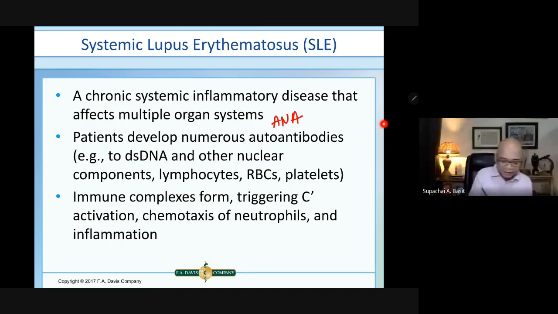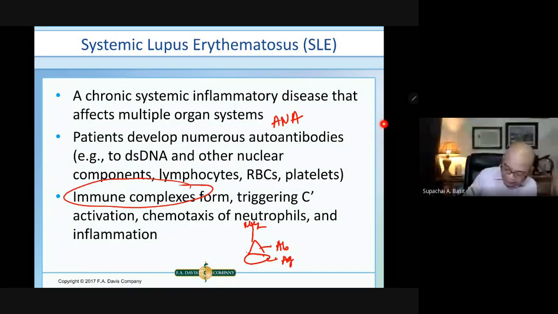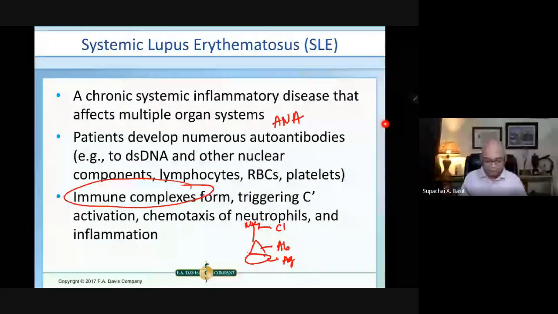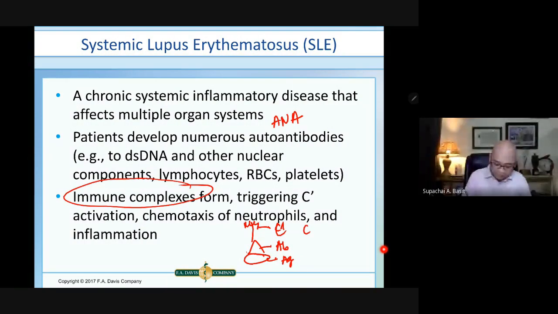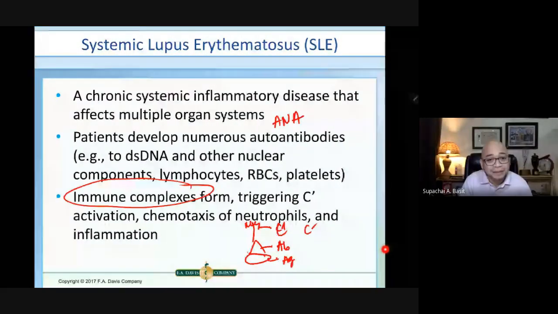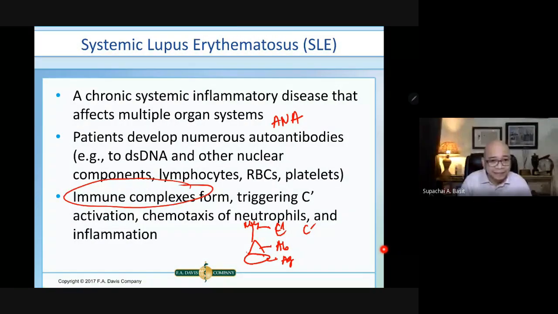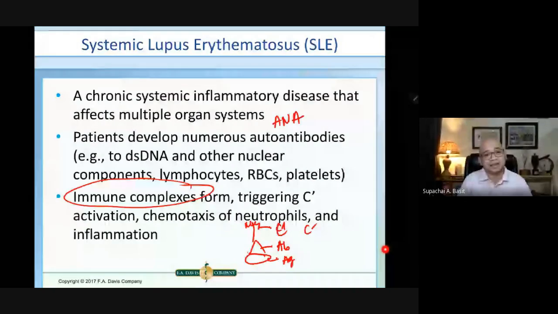By the way, when we say immune complex, these are made up of antigen, antibody, and complement. So that's what we mean by immune complex, triggering complement activation, chemotaxis of neutrophils, and inflammation. So that is systemic lupus erythematosus.